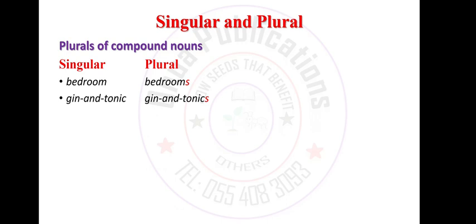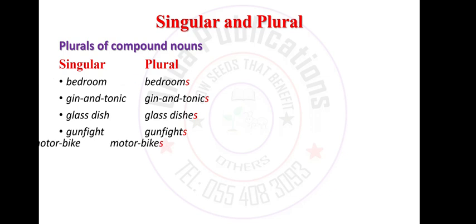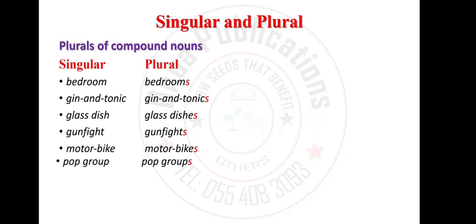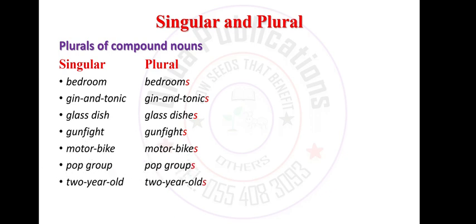Gin and tonic. We say gin and tonics. Glass dish, glass dishes. Gunfight, gunfights. Motorbike, motorbikes. Pop group, pop groups. Two-year-old, two-year-olds. Weekends.